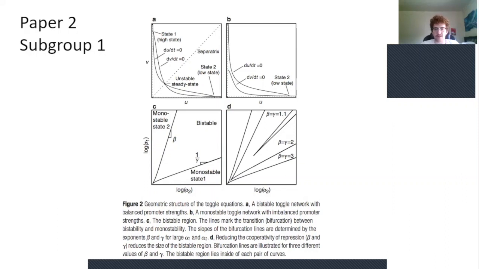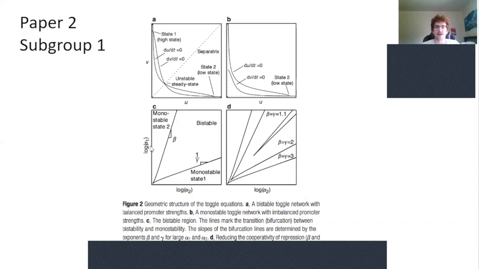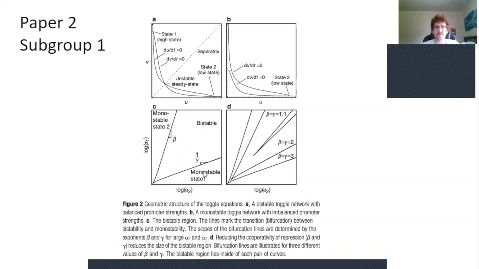And we can see that in figure 2D. We'll jump into that in just a bit. This makes sense because a larger beta would correspond with a larger slope for the bifurcation line between monostable state 2 and the bistable state, as shown here. And a larger gamma would correspond with a smaller slope of the bifurcation line between this bistable state and the monostable state 1. Since the bistable state is in the middle of the two monostable states, this change of the slope from a larger beta and gamma would correspond to a more broad, larger bistable state, as shown in figure 2C on the left.